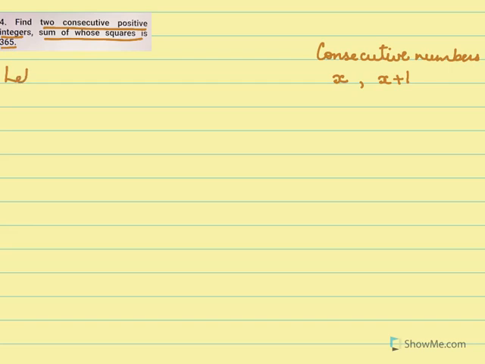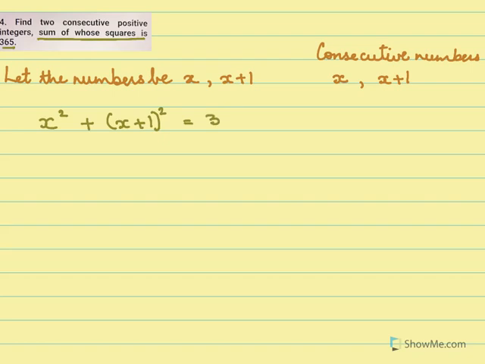Okay, so you say let the numbers be x and x plus 1. Now the condition that they have given us here: the sum of whose squares is 365. Sum of their squares, so square of one plus the square of the other equals 365.